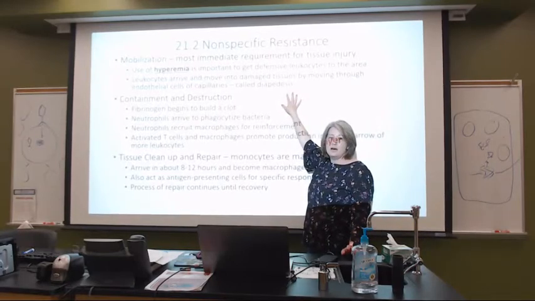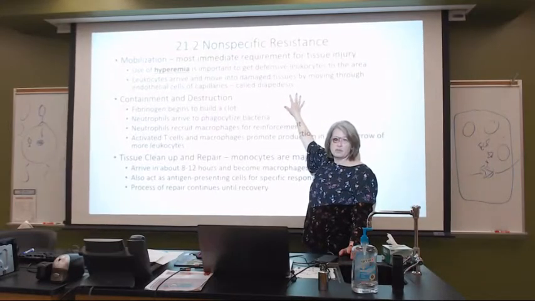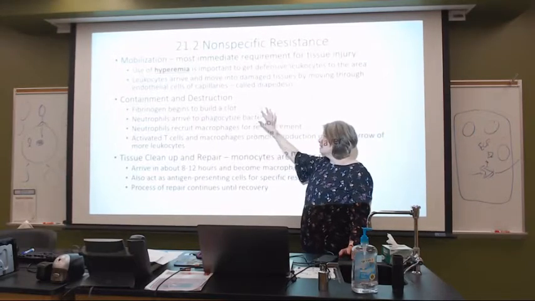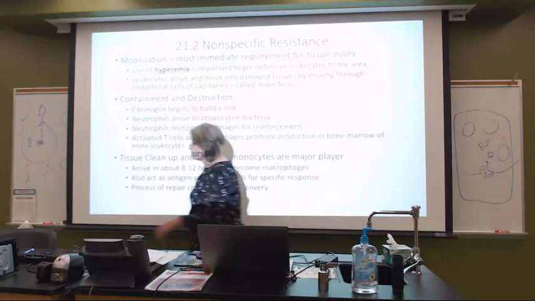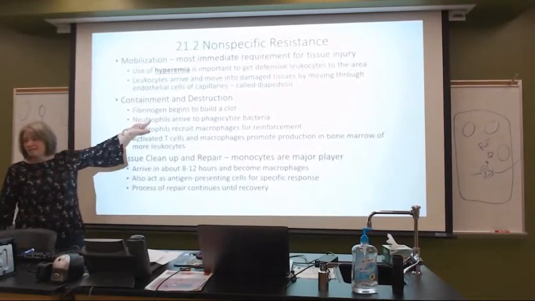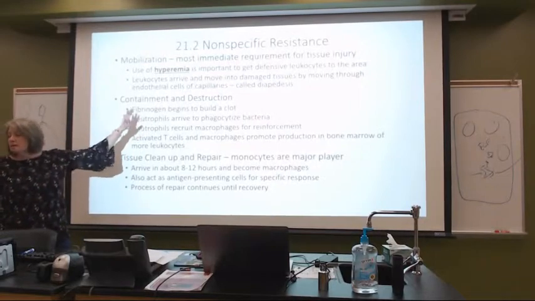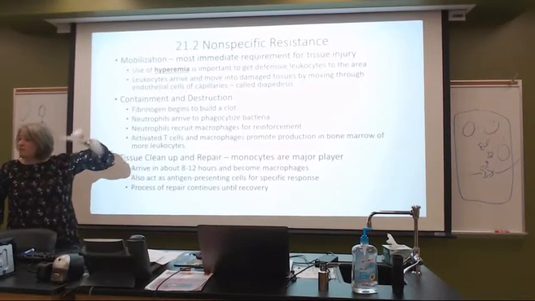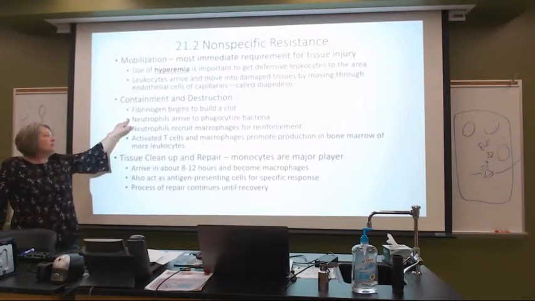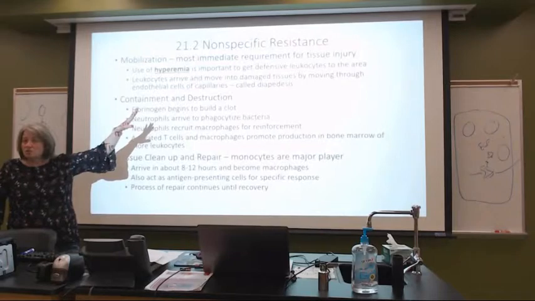So movement of the white cells across the capillaries, across the blood vessels, is diapedesis. For the containment and destruction, do you guys remember fibrinogen? What is that? It's the molecule that will help build fibers that will create the clot. So we're going to see that come in because we've got to stop the blood, and at the same time that allows platelets to gather, all that sort of stuff to form the clot.